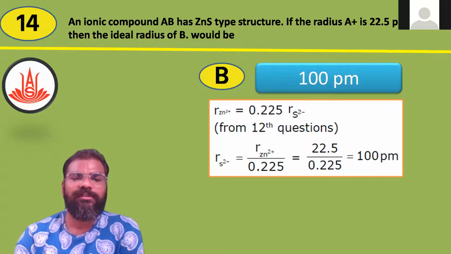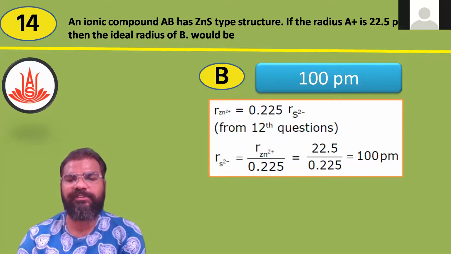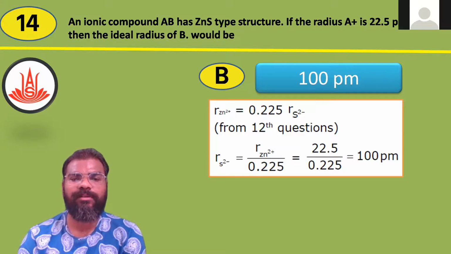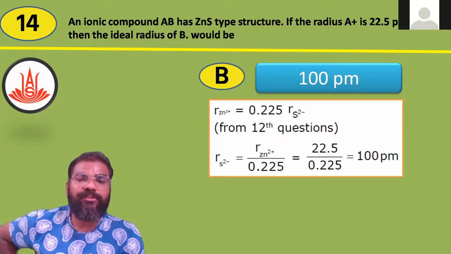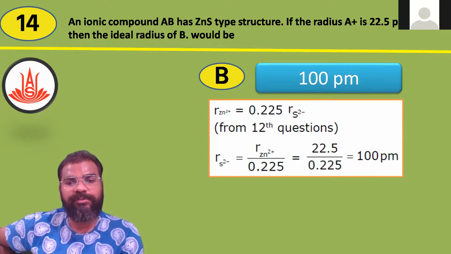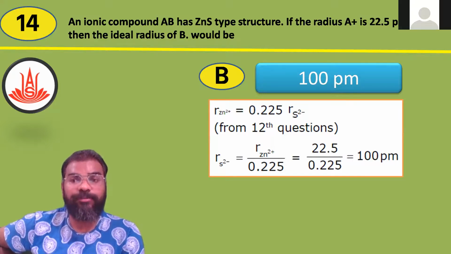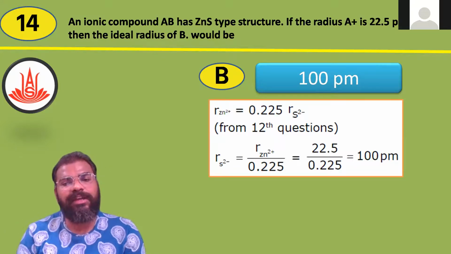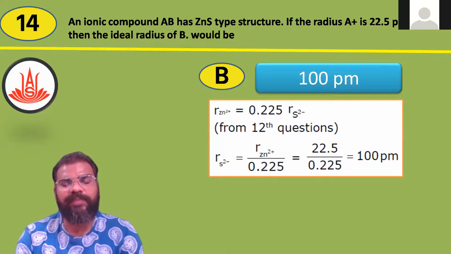So R Zn plus 2 is 0.225 Rs. Just now we have calculated this before this question, from question number 12 itself. Same formula directly we have taken. So Rs minus 2 is equal to R Zn plus 2 upon 0.225. We have made S minus 2 atom the subject. So R Zn plus 2 they have given, that is 22.5 picometer, upon 0.225. If you divide this very easily, you will get 100 picometer.